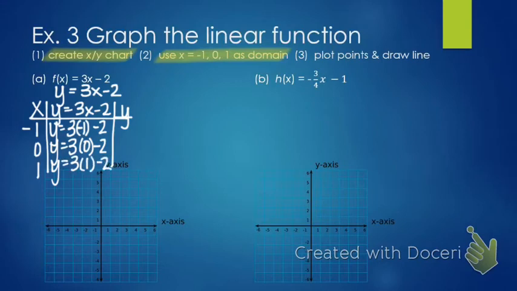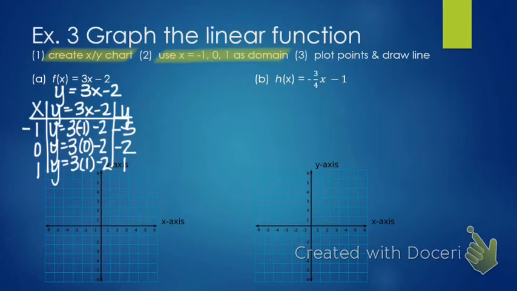Again, order matters, so we're doing what first? Multiplying or subtracting? Multiplying. What's 3 times negative 1? Negative 3 minus 2. Negative 5. What's 3 times 0? 0 minus 2? 3 times 1? Minus 2. 1. Now that's step number 2.